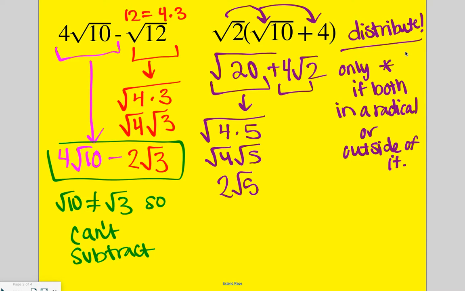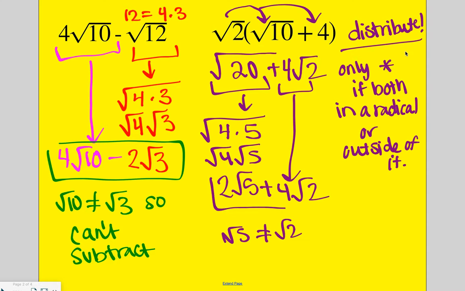And let's bring this all the way down, because remember, we're adding these together. If we look at this, square root of 5 is not equal to square root of 2, so that is our final answer. We can't add them. So can't add them up.